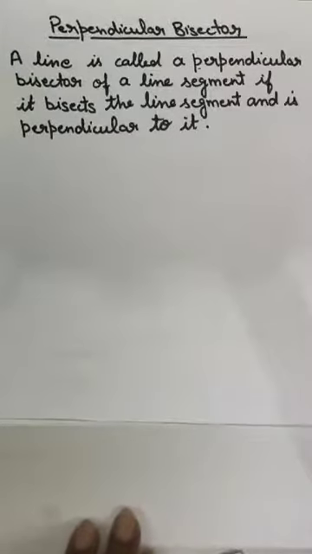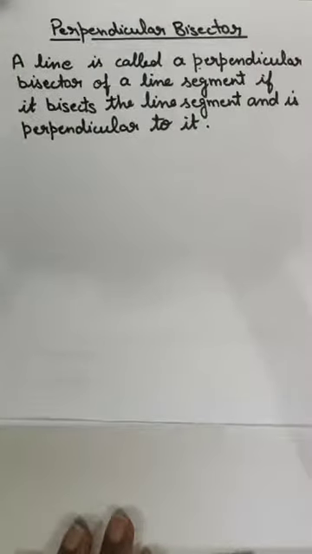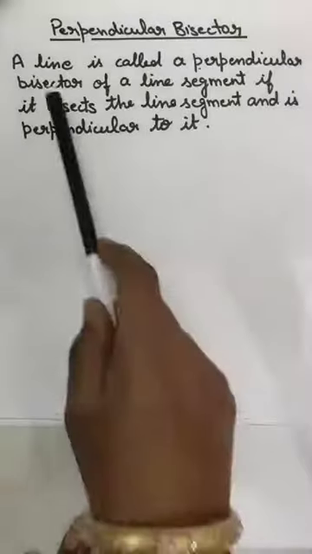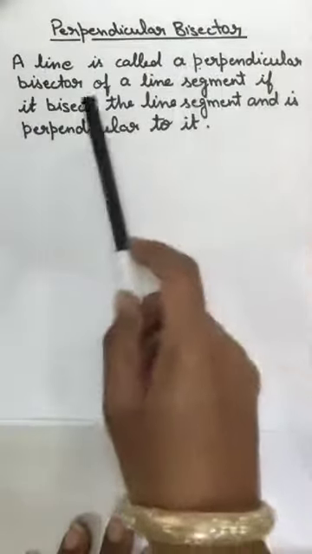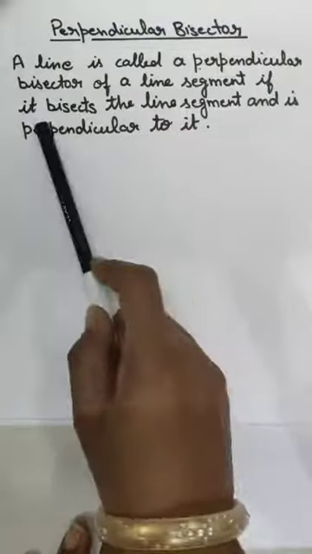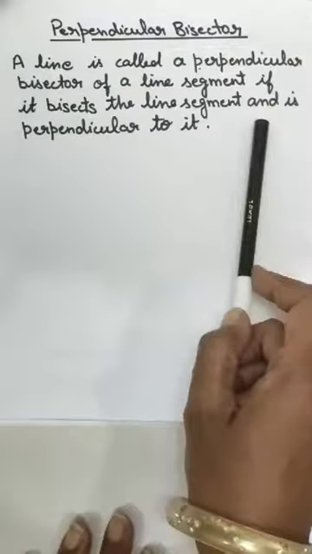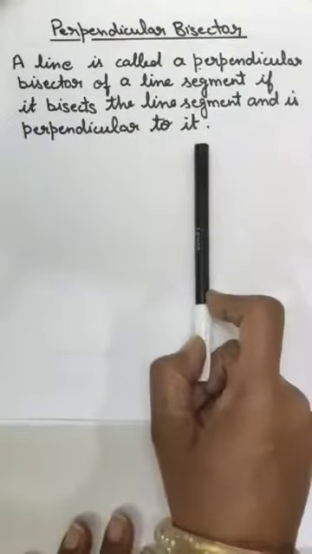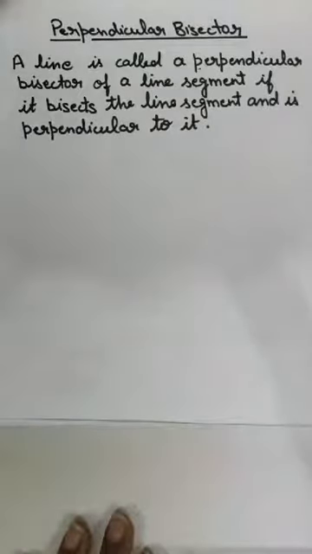Now our next topic is perpendicular bisector. A line is called a perpendicular bisector of a line segment if it bisects the line segment and is perpendicular to it. Let me simplify this definition. A line is called a perpendicular bisector of a line segment if it bisects. What is the meaning of bisect? Bisect means bi means two and sect means division, equal division.